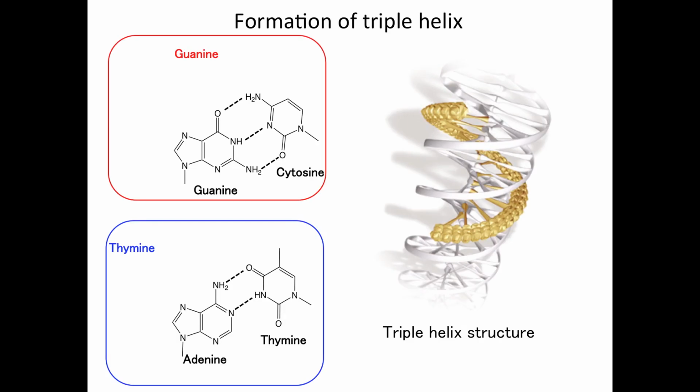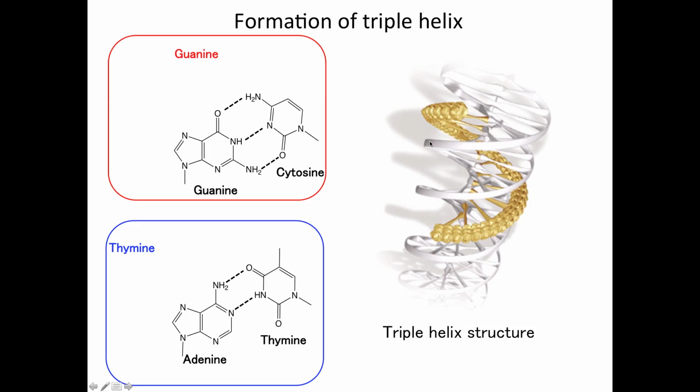So at first, I want to explain the triple helix. This is a model of the triple helix. The white strand means double-strand DNA, and the yellow line is the third strand of the triple helix. Double-strand DNA has a major groove and a minor groove. In the case of a triple helix, the third strand binds to the double-strand DNA in the major groove.